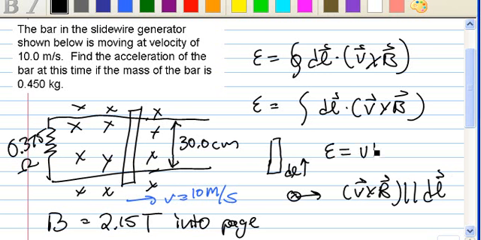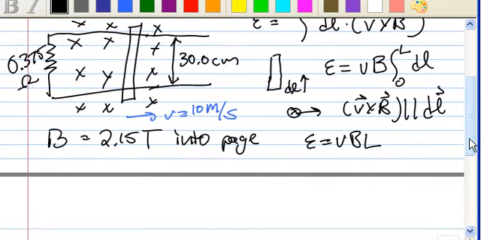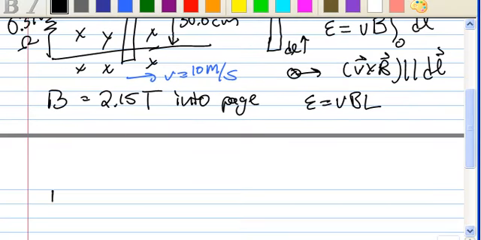V and B are at 90-degree angles, so the magnitude of the cross product is just VB. We're integrating along the direction dl. V cross B points in the same direction as dl, so the dot product goes away. We're going from a distance of 0 to L, where L is the length of the bar. So given this expression, the induced EMF is equal to V times B times L. Once we know this induced EMF, we can figure out how much current is flowing. The current in the circuit is equal to EMF over the resistance, in this case VBL over R.